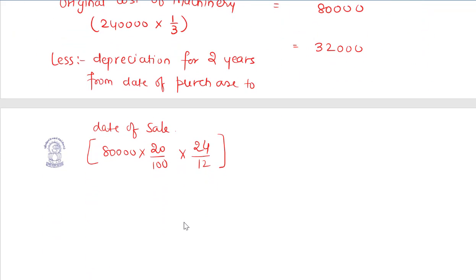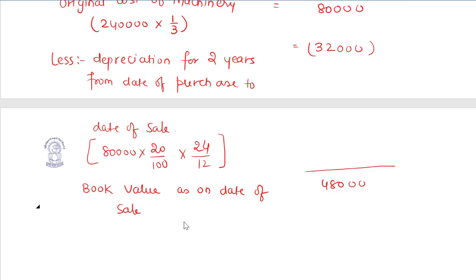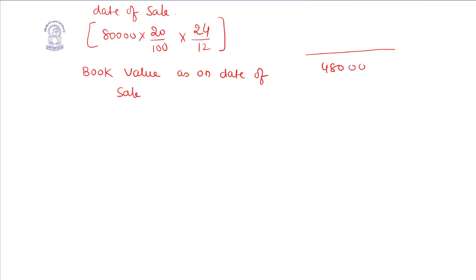Let us continue. Original cost less depreciation for 2 years: 80,000 minus 32,000 is 48,000. This 48,000 is the book value as on date of sale.